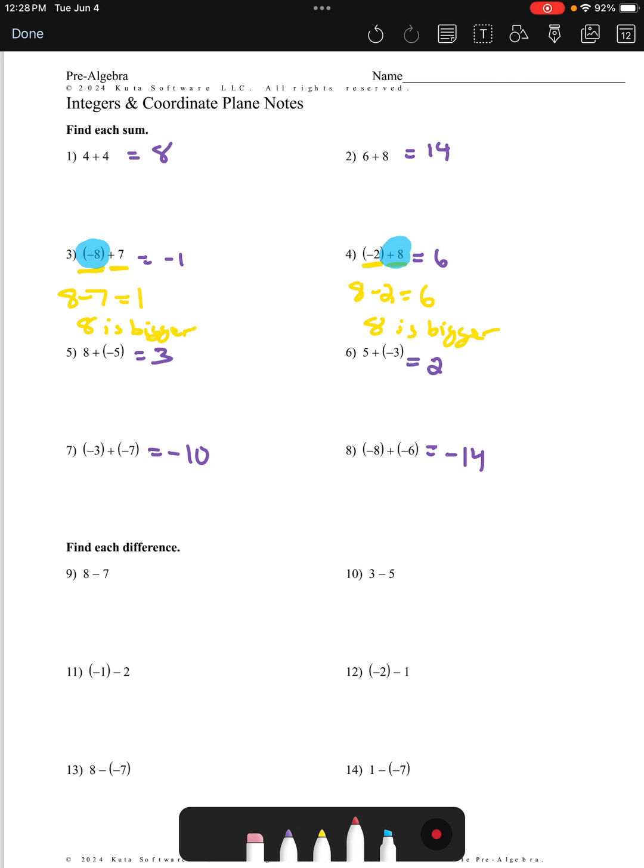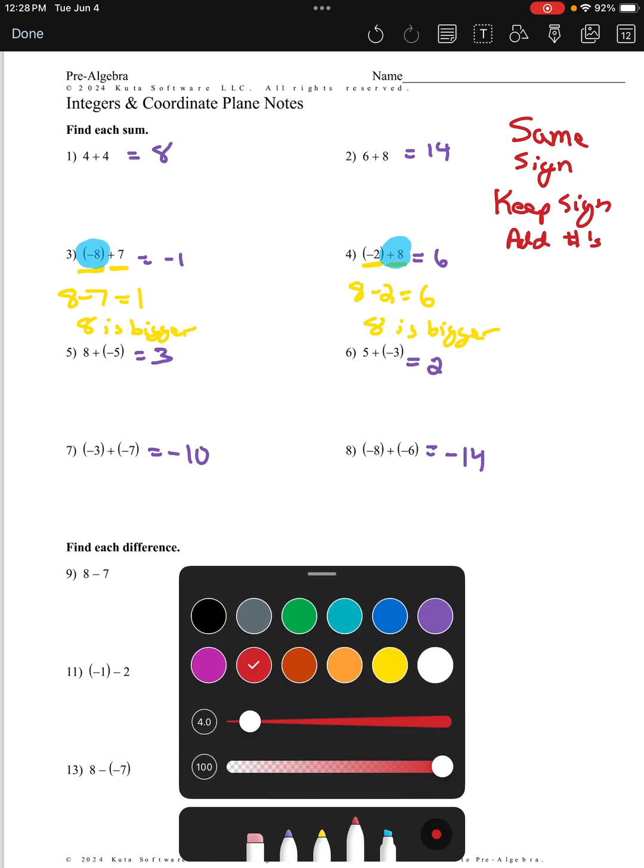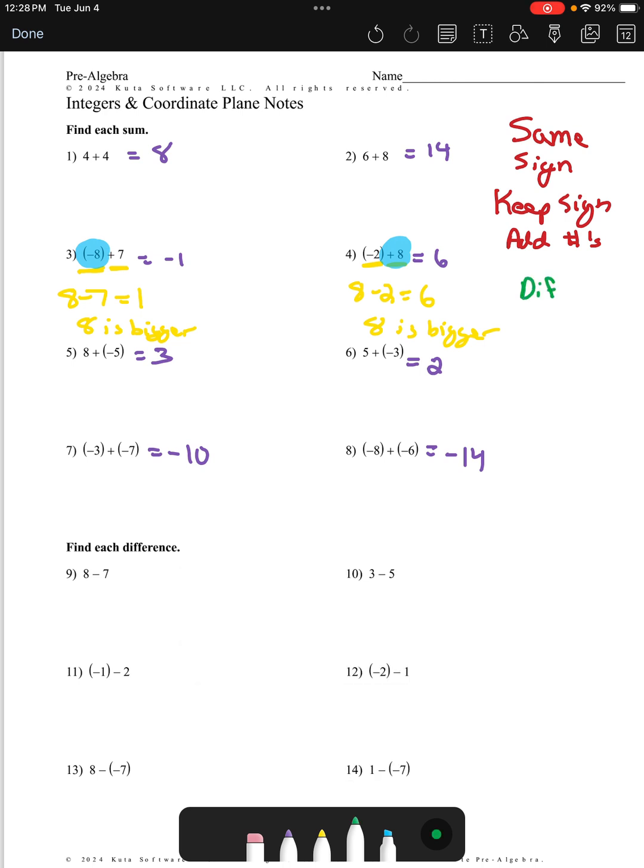Well, hopefully you've heard this idea before, but I'm going to try to boil it down into something very simple. There's two possibilities when we're adding and subtracting. If the numbers have the same sign, keep sign, add numbers. If our numbers have different signs, like numbers 3, 4, 5, and 6, where there was one positive number and one negative number, then we subtract the numbers and we take the sign of the bigger number. Hopefully you've heard this before, and it does make sense. It will make your work this year much easier if you do understand this idea.